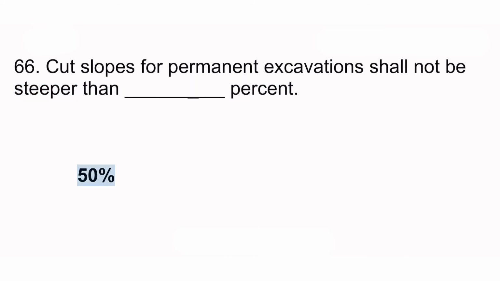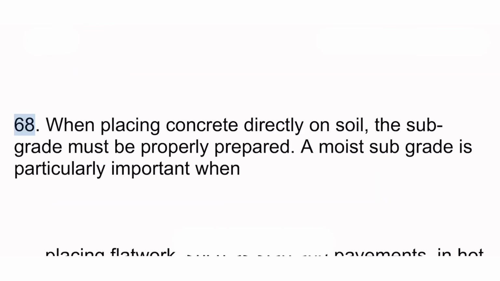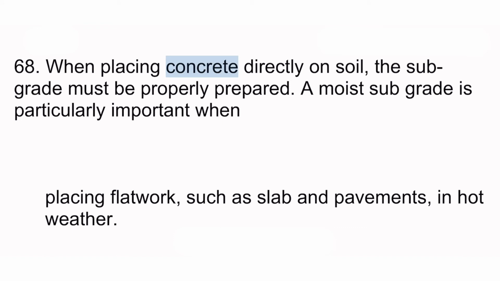50%. 67. Which of the following is not a concern when designing formwork? Forms shall be designed to maintain temperature and humidity during placement. 68. When placing concrete directly on soil, the subgrade must be properly prepared. A moist subgrade is particularly important when placing flatwork, such as slabs and pavements, in hot weather.